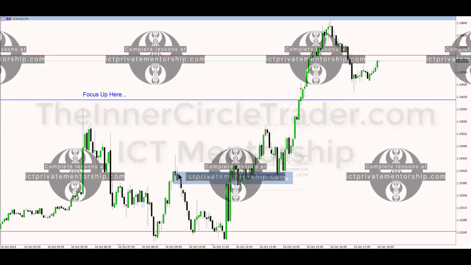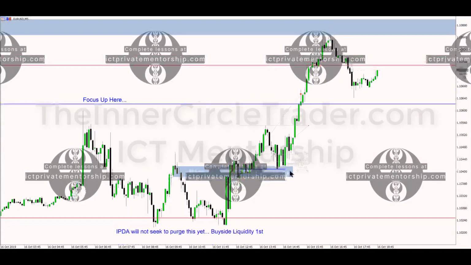We have the mitigation block. Now what makes this the mitigation block is the fact that we had, number one, the premise bullish on euro dollar, bearish on dollar, and we had a stop run down here. So price rallied through this high. If we had this low being much more significantly lower than this low here, then this would be deemed a bullish breaker. But because it doesn't really form the breaker here, it is a mitigation block.